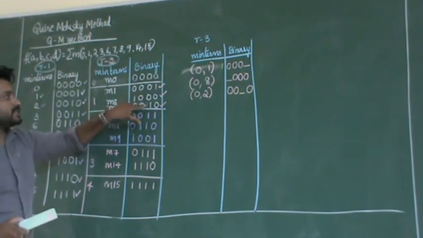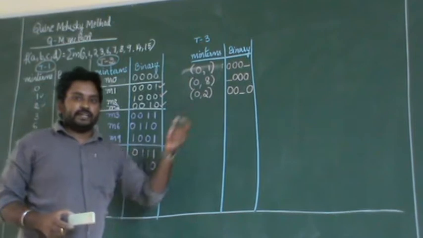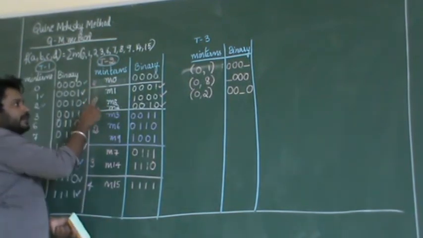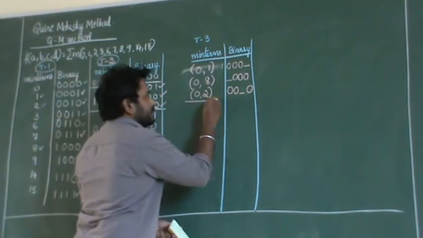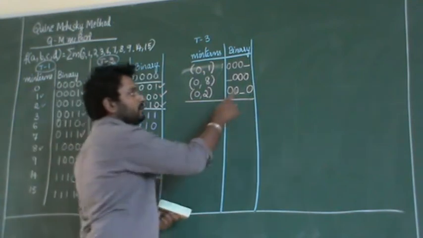Wherever the bit positions are getting changed from 0 to 1, at that place you are supposed to write a dash. Okay. So the grouping with 0 and 1 is done. Therefore you can put a line here. Okay, you can put a line.